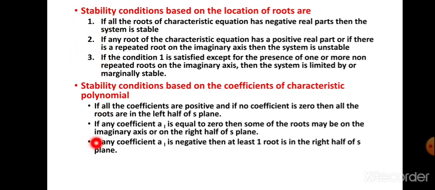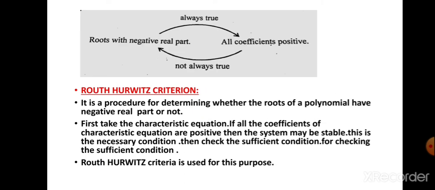This is a necessary condition, but it is not a sufficient condition for stability. So based on the coefficients we can predict stability to some extent, but it is not sufficient. If the roots have negative real parts, then the system is stable. That is the necessary and sufficient condition for stability.